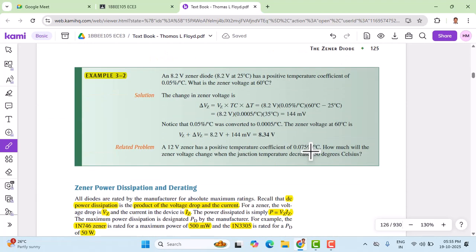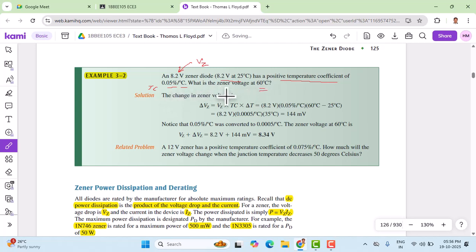So using this, we can calculate the variations in the Zener voltage as temperature is changed. Here we have a problem. Let us look into example 3.2. An 8.2 volt Zener diode, specified at 25 degrees Celsius, has a positive temperature coefficient of 0.05% per degree Celsius. So here Tc is given as 0.05 percent, Vz is 8.2 volts, and it is asked what the Zener voltage is at 60 degrees Celsius. So we need to calculate the Zener voltage at 60 degrees Celsius.